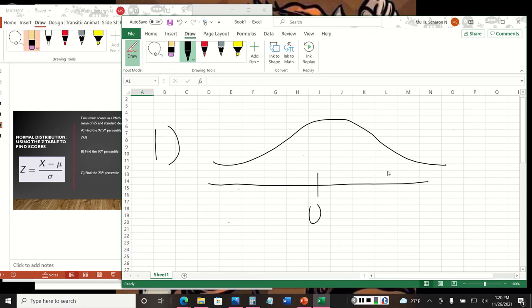But we want to know the 90th. We know that the mean is always 0 when we're doing a normal distribution curve. So 90, or 0.9, is probably going to be here. So 0.90, or 90th percentile.